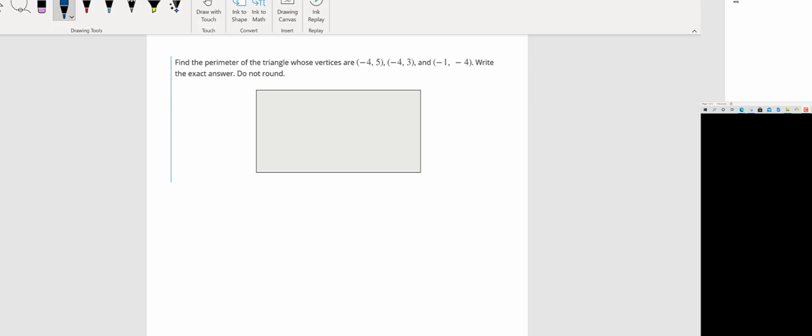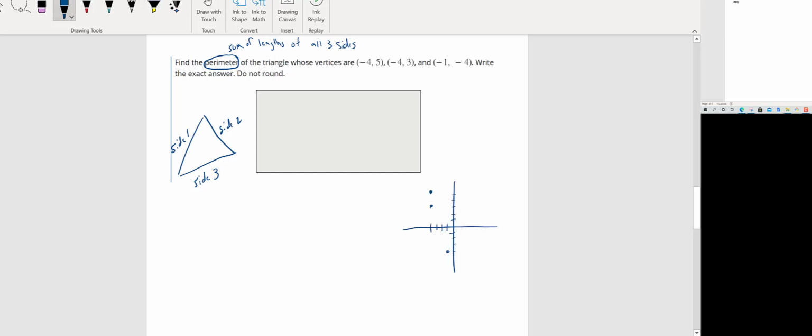So this next section, we are finding the perimeter of a triangle. And remember, perimeter of a triangle is the sum of lengths of all three sides. So we need to find the length of side 1, side 2, and side 3. And all they give us in this problem are coordinates of those vertices, which we don't necessarily have to graph.